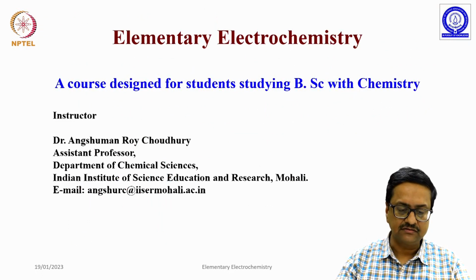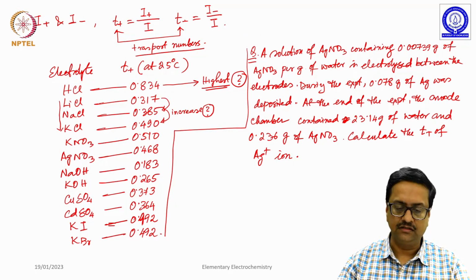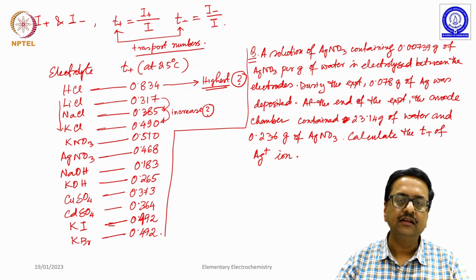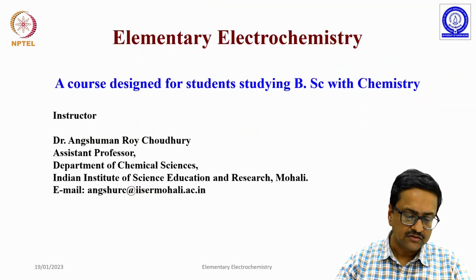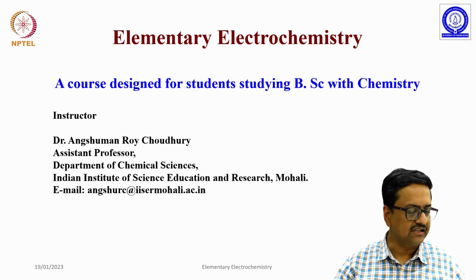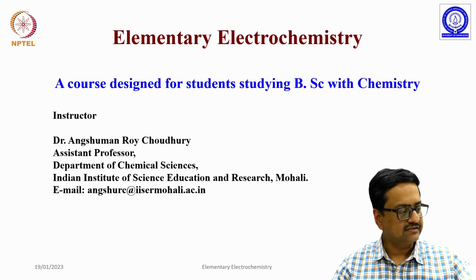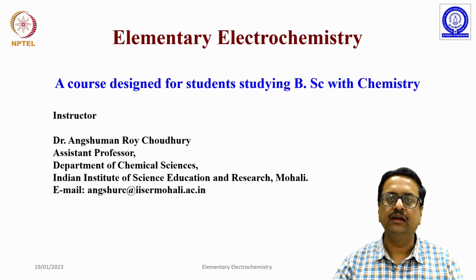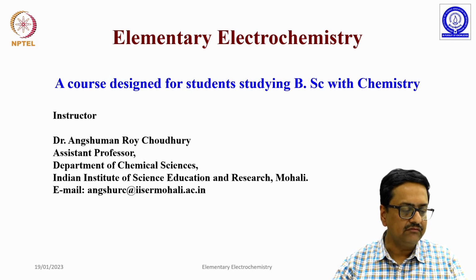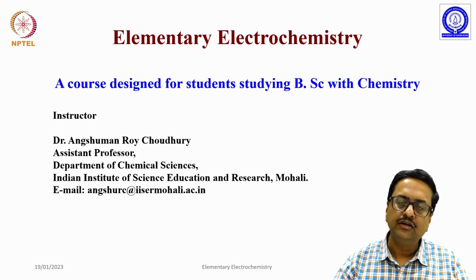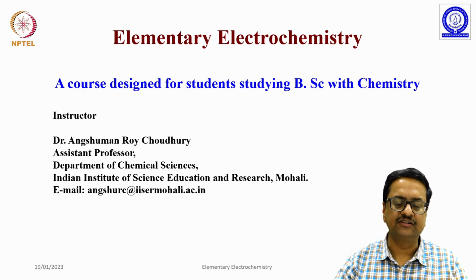In the previous class, we discussed the transport number and derived the expression for transport number in terms of the fraction of current carried by the cation to the total current passed through the solution. So, in this class today we are going to discuss the migration of ions using a particular example, and then we will discuss a method for the determination of transport numbers.